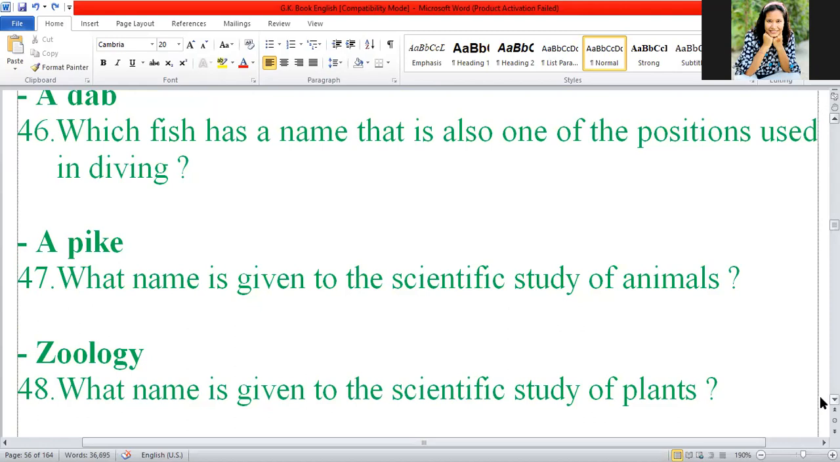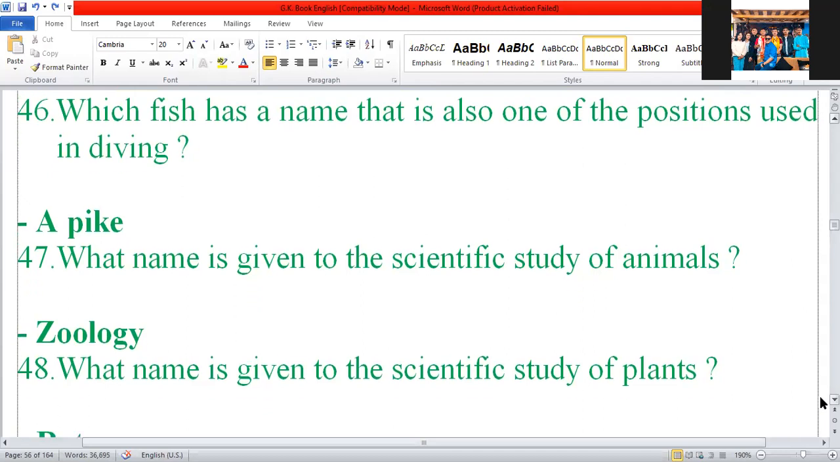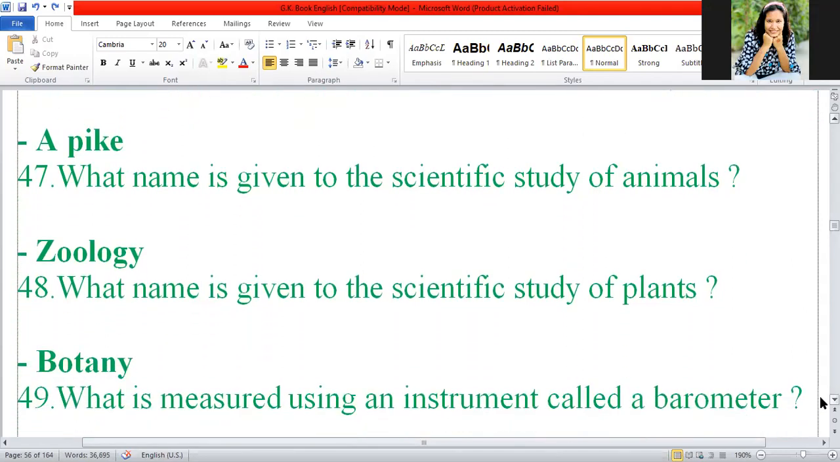Well, aru jo sathiharuko. Botany. Congratulations to all. Right answer botany ni raheko cha. Bhane, what is measured using an instrument called a barometer? Atmospheric temperature. No, pressure. Atmospheric pressure. Okay, Umesh bata atmospheric pressure aayeko cha.